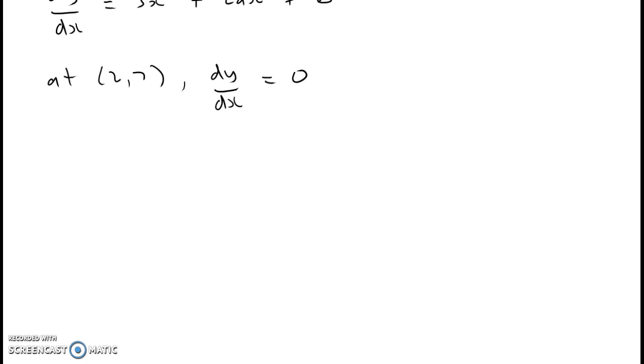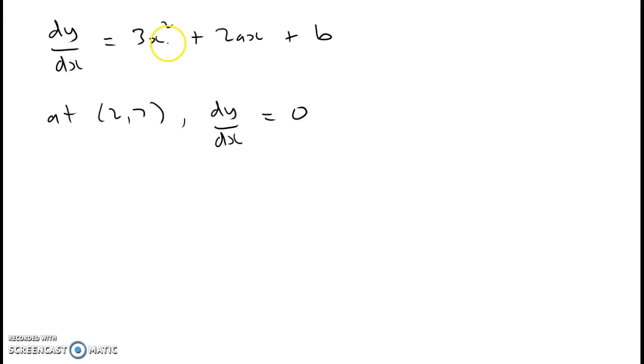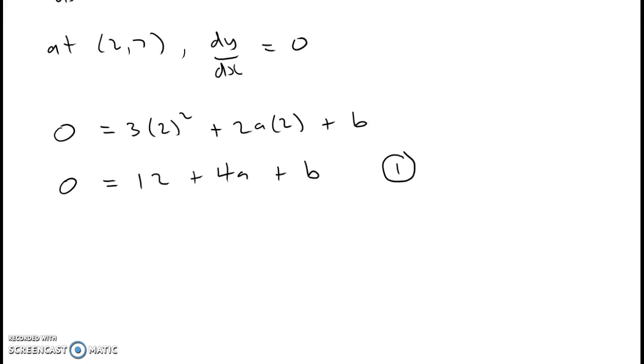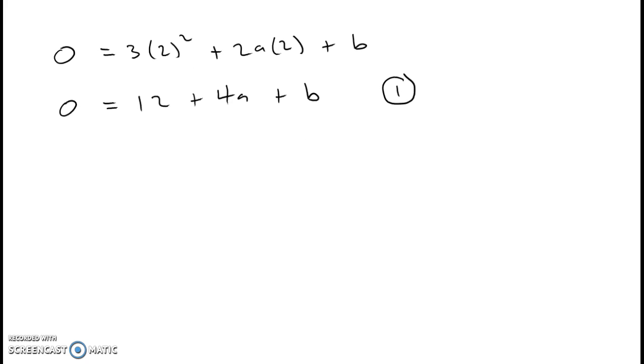So if we substitute x equals 2 into our derivative here, we'll get 0 equals 3 times 2 squared plus 2a times 2 plus b. So we're left with 0 equals 12 plus 4a plus b. Alrighty, I'm going to label that equation number 1 because in a moment we're going to come up with another equation and we'll have to solve them simultaneously to find a and b.